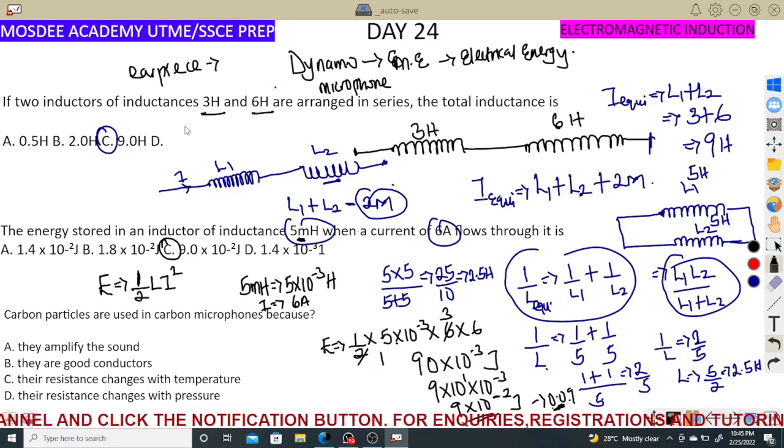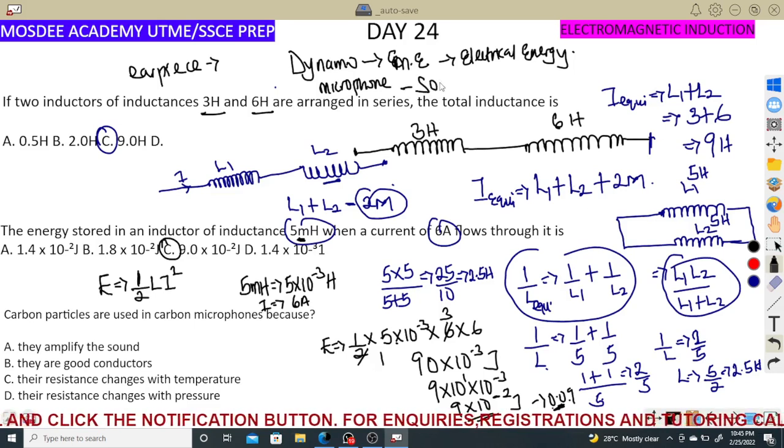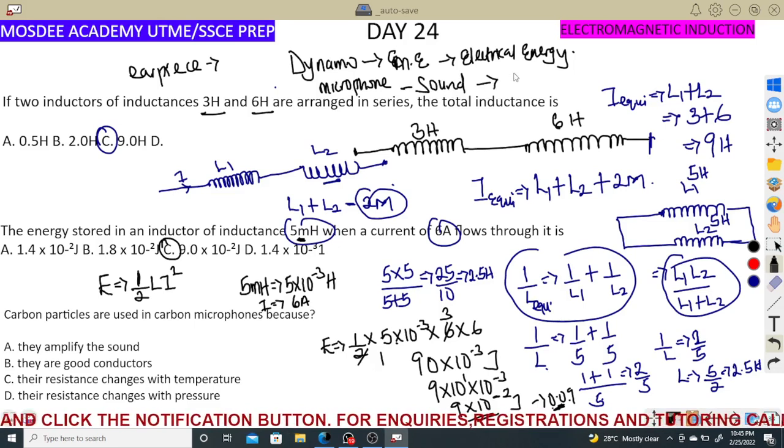A quick one, I'm not going to waste your time on this. Now, sound to electrical, electrical to sound. They are different things. Microphone: sound. Earpiece: electrical to sound. Then, microphone, sound to what? Electrical. A microphone converts sound energy to electrical energy. Be careful. Sound to what? Electrical.